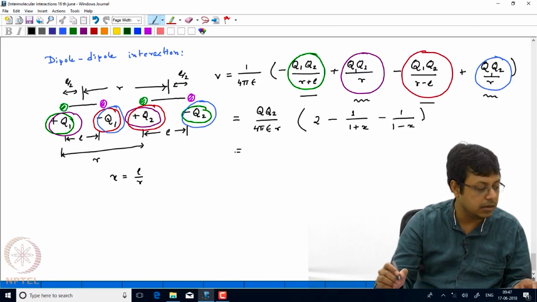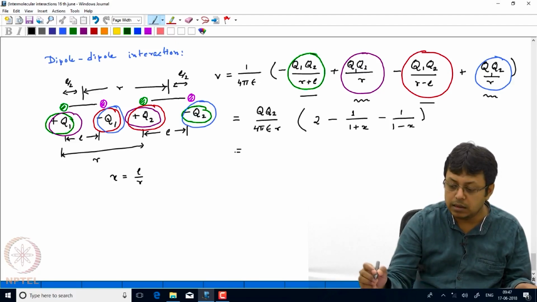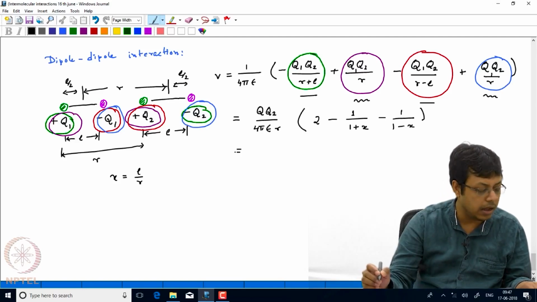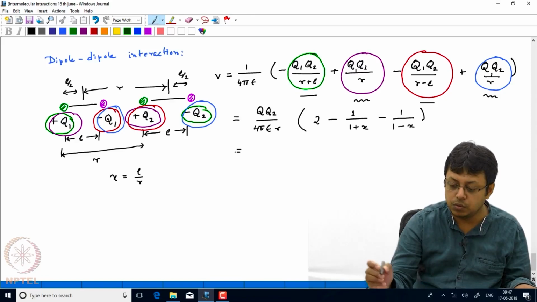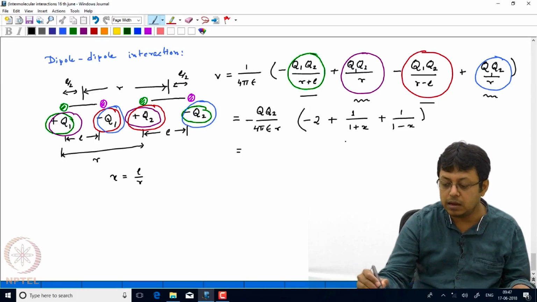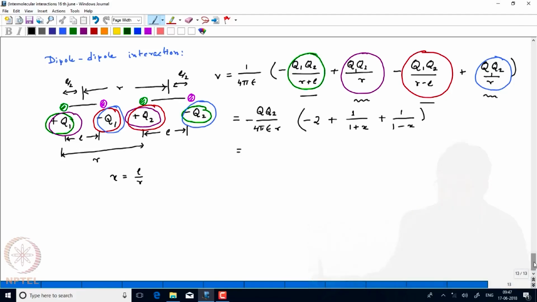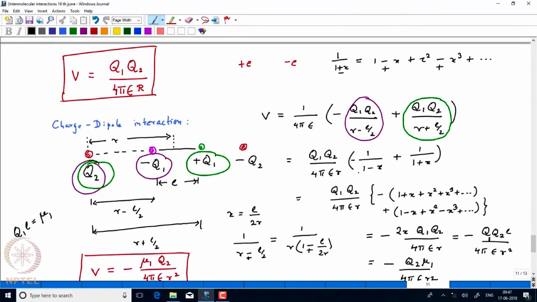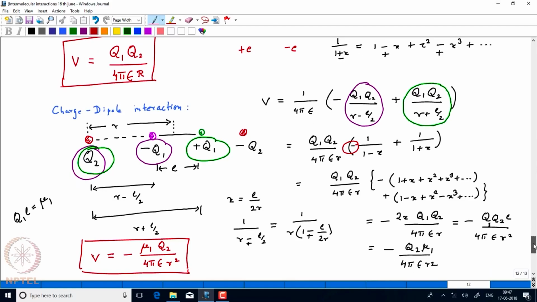And then you see the beauty here that in the earlier case, instead of taking 2 common or q1 q2 by r common, we could have taken the minus common. Then this will be minus, this will be plus, this will be plus. Now unlike the previous case, this is actually addition. In the previous case, as you can see, this was a subtraction because there was a negative sign here. This is minus 1 over 1 minus x divided by 1 plus 1 by 1 plus x.